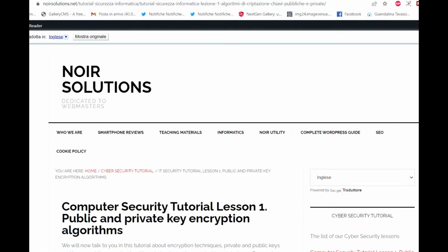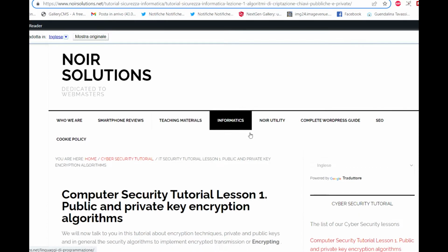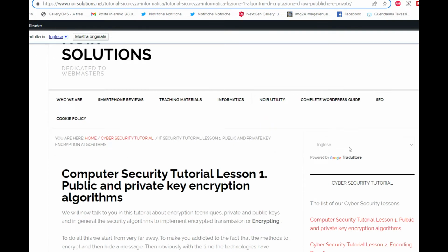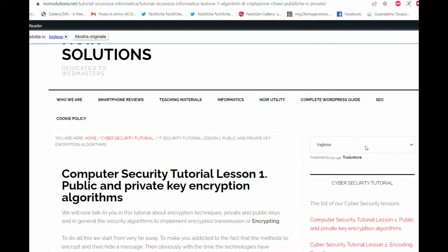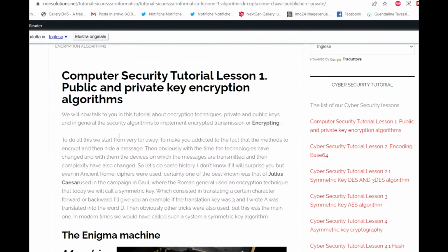This is computer security tutorial lesson 1: public key and private key encryption algorithms. I wrote this article for nerdsolution.net. This is the address and the title, in my language, which is Italian. You can easily translate it into your language with the plugin on the right, Google Translator. You select your language, in this case I chose English, and so you can go on.